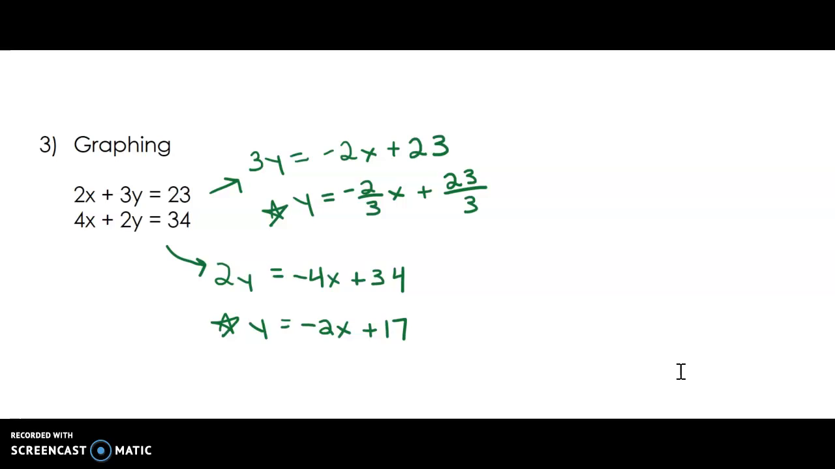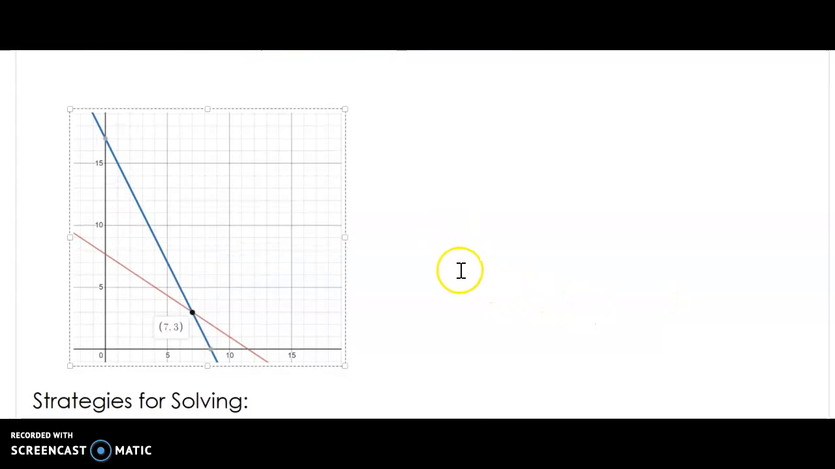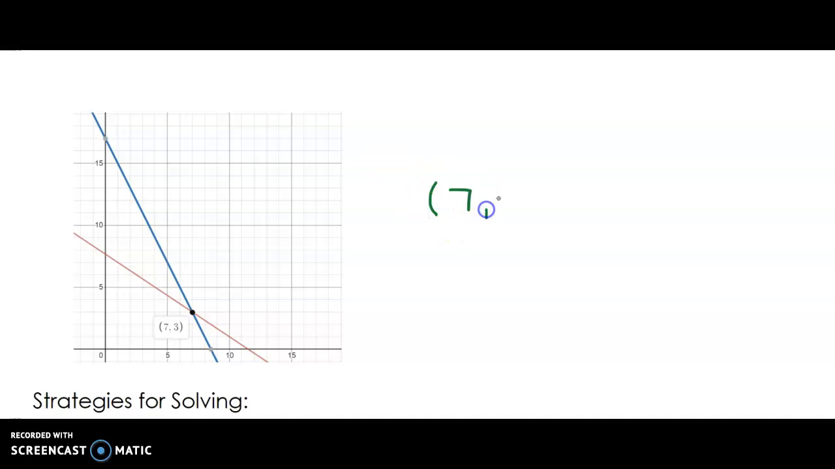And so for sake of time and for sake of ease for our notes today, I went ahead and graphed this on Desmos. And you can see that when these lines are graphed, their point of intersection, which is our solution, is the same point that we got when we solved by elimination, (7, 3).